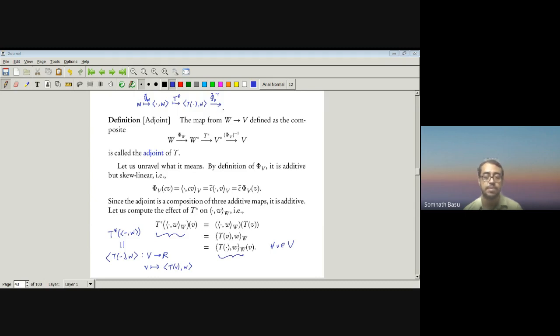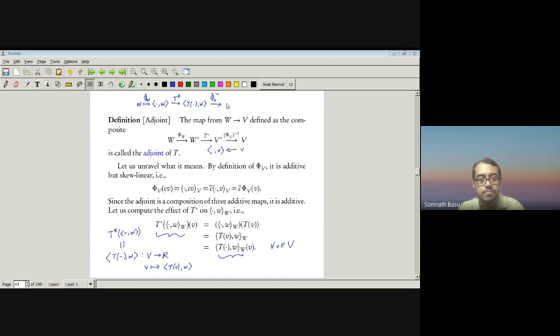So capital phi V inverse, and again, what does capital phi V do? The other map here basically says V goes to dot V. That is this map, right? This is my capital phi V, so I want the inverse. Okay, fine. So this is what we're after.